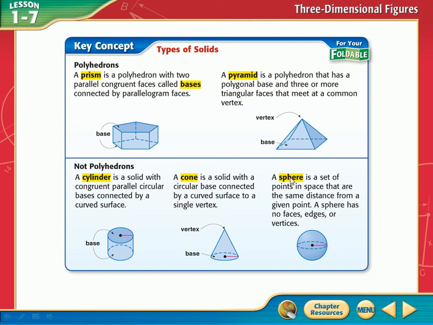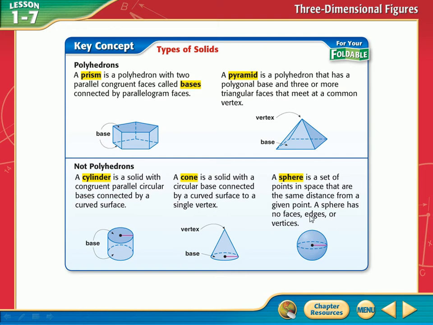All right, look at this thing, a sphere. Sphere is like a ball. All right, we have a center point. We call that the center of the sphere. And it's the same distance all throughout there. You can go in any direction from that center point. If you go the same distance in any direction, you have a sphere. Okay, so that's what we call that.